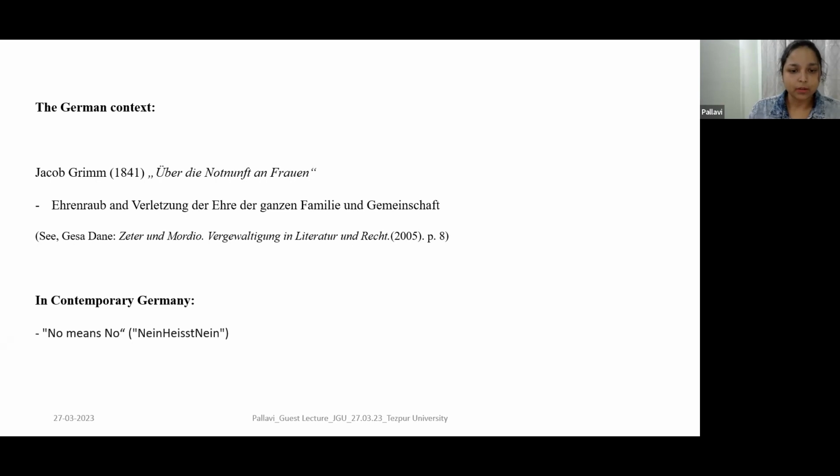So this new law comes in the wake of attacks on New Year's Eve in Cologne, which shocked Germany.